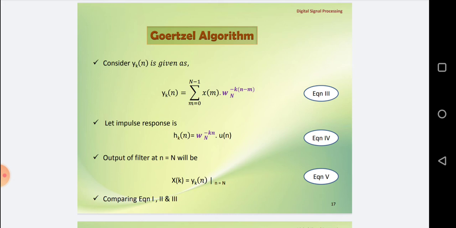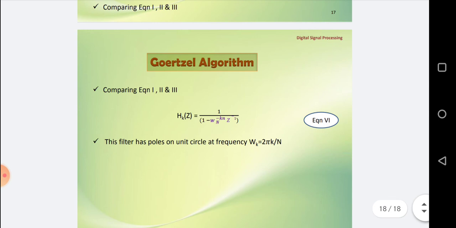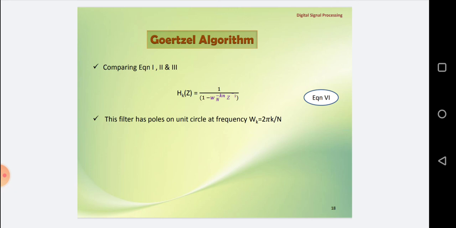So comparing equations 1, 2 and 3, what we will get? We will get the transfer function H_k(z) equal to 1 divided by 1 minus W_N^(-k) z^(-1). This filter will have poles on the unit circle at frequency omega_k equal to 2 pi k by N. So this is what the Goertzel algorithm is.